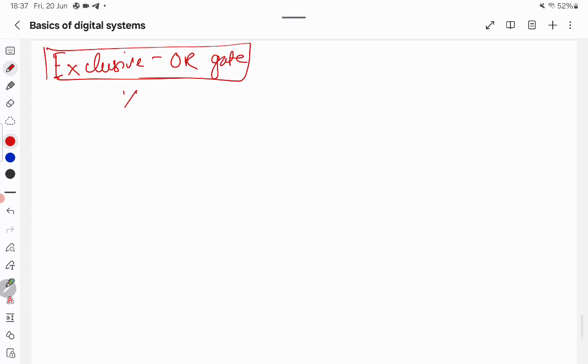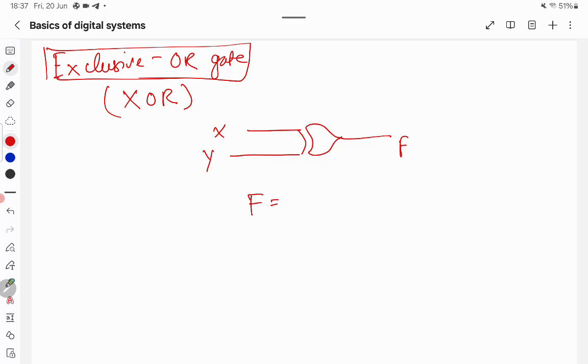So this can be written as XOR. The symbol is like this. Let me draw it. Yeah, so this is the XOR gate. There is an input X and an input Y and the output of the function F. F can be written as X Y complement plus X complement Y. It can be written as X XOR Y. This is the symbol of XOR.